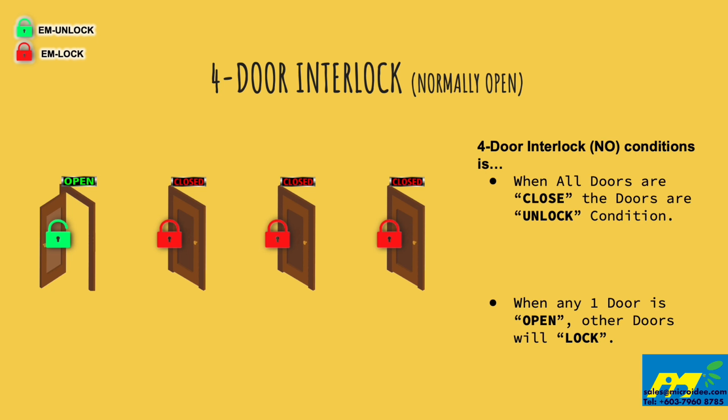Four-door normally open interlock system is our most commonly used interlock. It is very simple to configure, where all the doors are in unlocked condition. The moment any one door is open, the rest of them will be locked. So let's move on to our next interlock system.